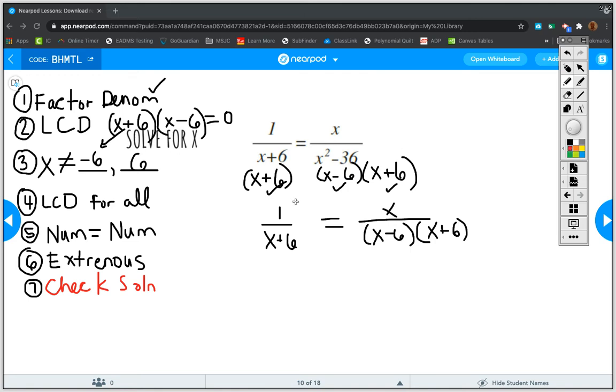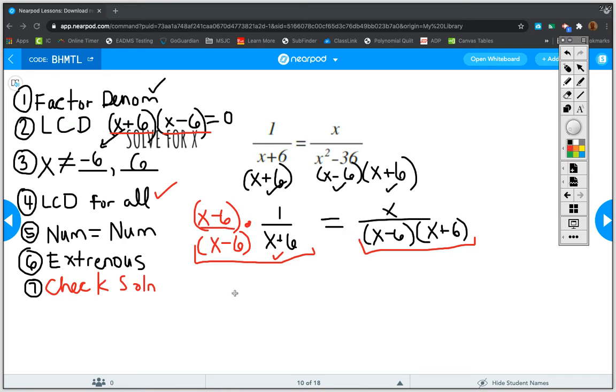The one on the left, which is missing a factor, we need to make sure we multiply by whatever factor it's missing. When I look at my LCD, I need an x plus 6. It's already got that. I also need an x minus 6. That's the missing piece. So that's why I'm multiplying top and bottom, numerator and denominator, by x minus 6. Right? And now I have the LCD on the left. I have it on the right. So now I can say, all right, every fraction has the LCD.